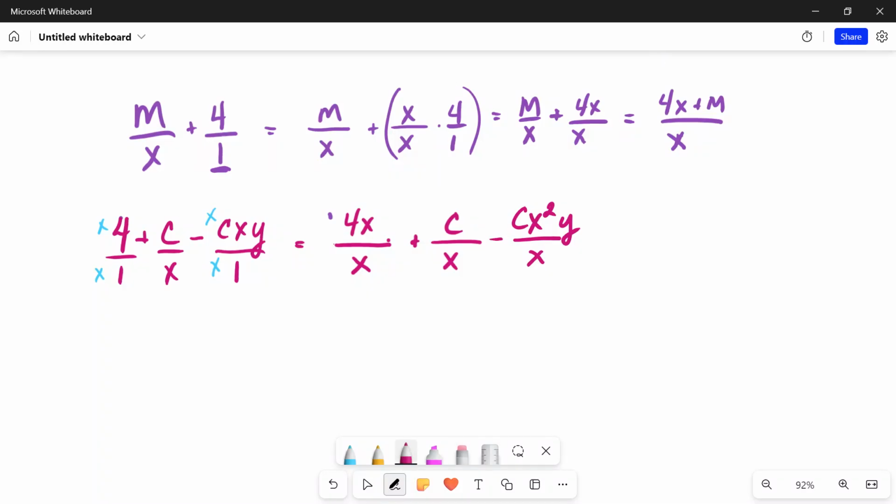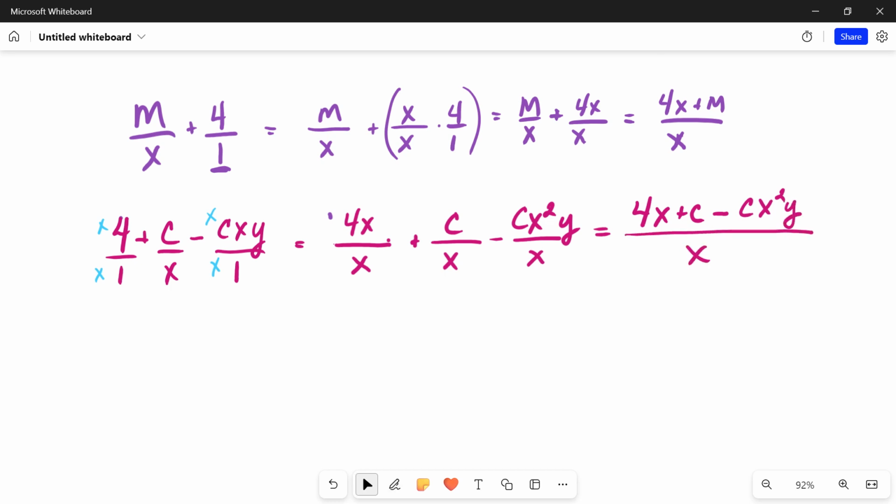All right. So now all I'm going to do is combine my like terms. So now I'm going to have 4x plus c minus c x squared y, and all of that is going to be over x. Okay. Let's do one more.